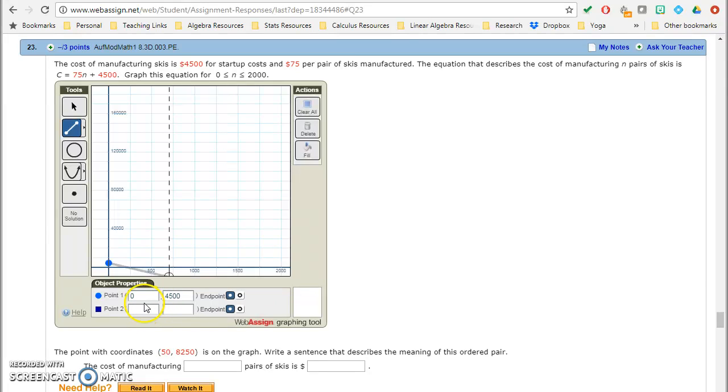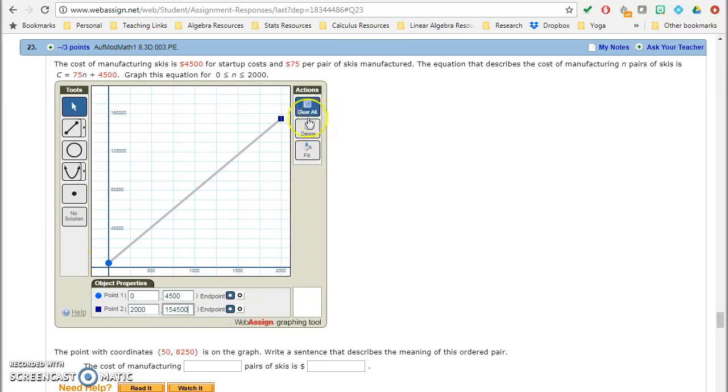Now point number 2, I can't just use 1, comma, 74. That makes the line segment super small. I need the line segment to go from the beginning to the end. So I need to plug in 2,000. I need to figure out what the cost of manufacturing 2,000 sets of skis is. So I'm just going to plug 2,000 in for n in this equation, times 75, and then add in my manufacturing base fee for startup costs of 4,500. According to my calculator, this is 154,500.